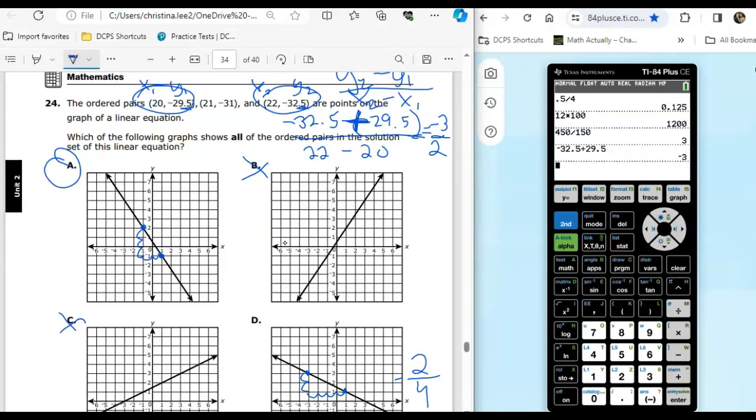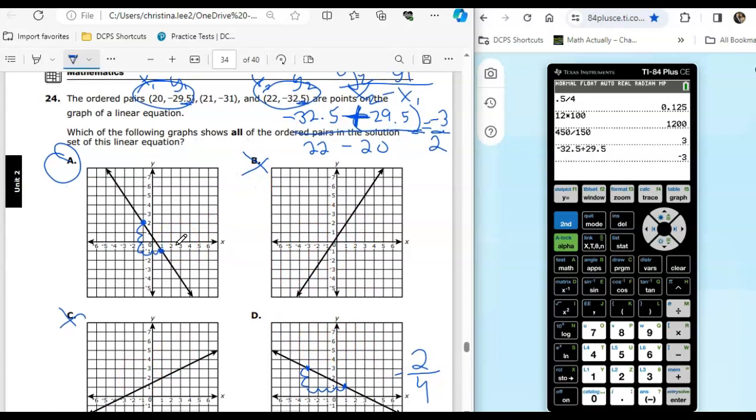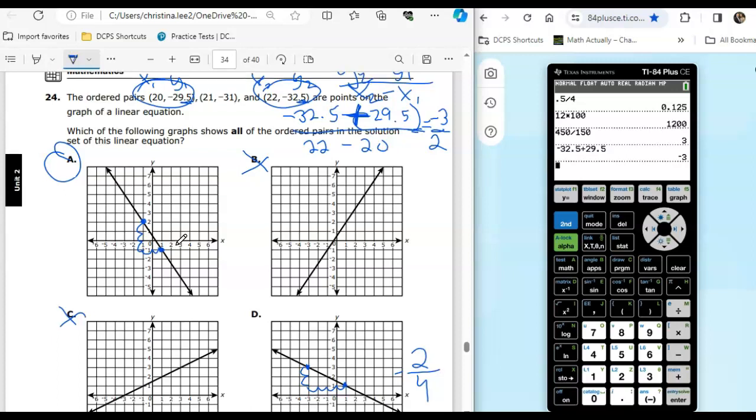That's all you really needed to do for that, is figure out what the slope was, because these all have different slopes. And once we realize it's a negative slope, that helps us to eliminate some answer options.